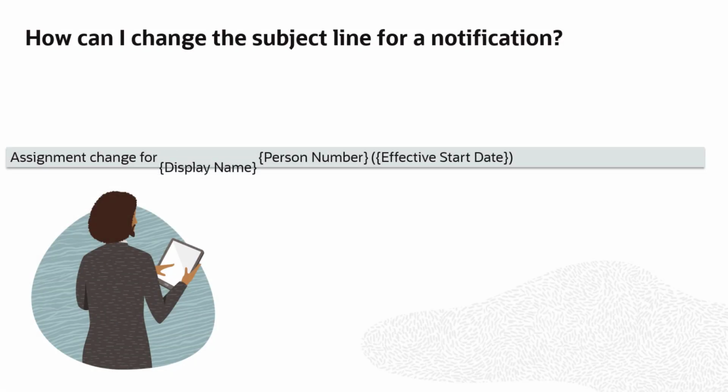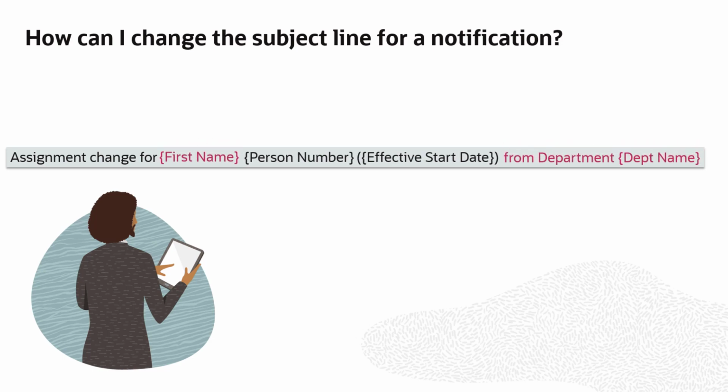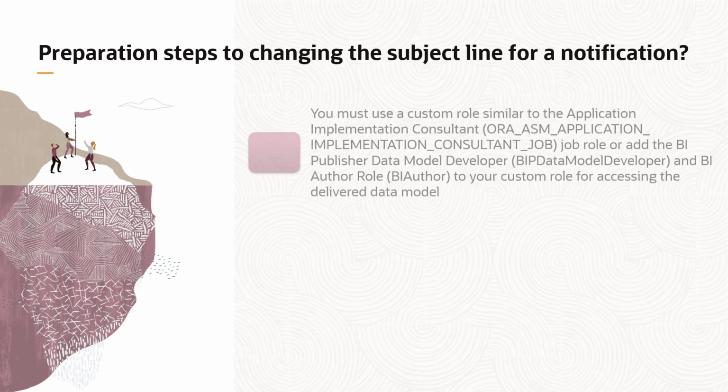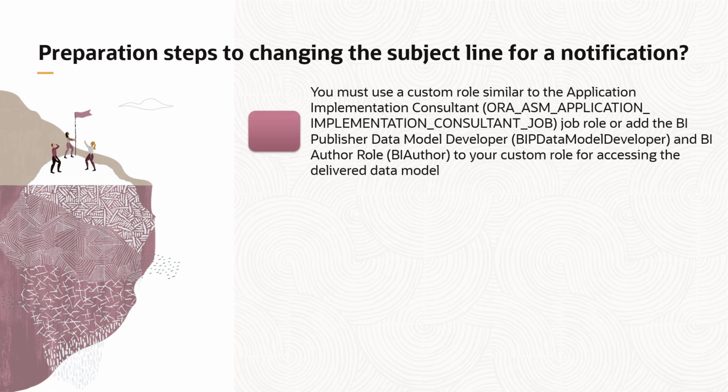In this video, we'll show you how you can change the subject line for a notification by replacing or adding attributes. Before starting, let's make sure some preparation steps are in place. You will need to use a custom job role similar to Application Implementation Consultant or add BI Publisher Data Model Developer and the BI Author role to your custom role.